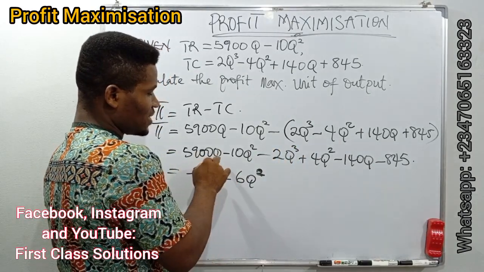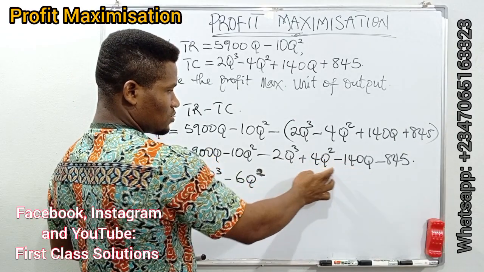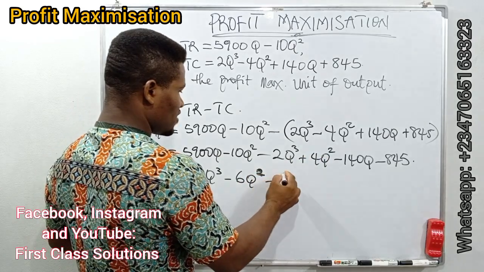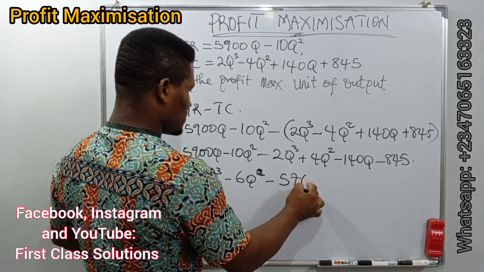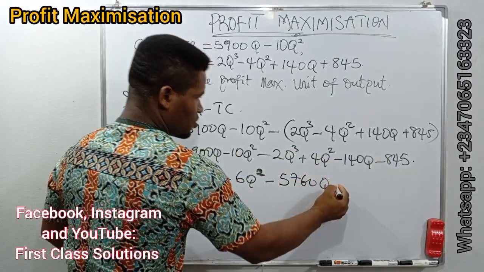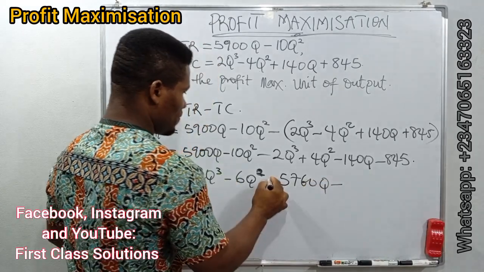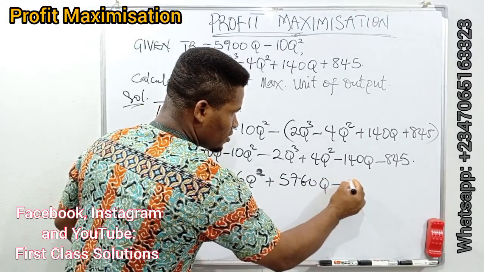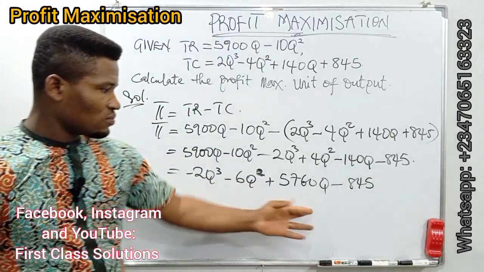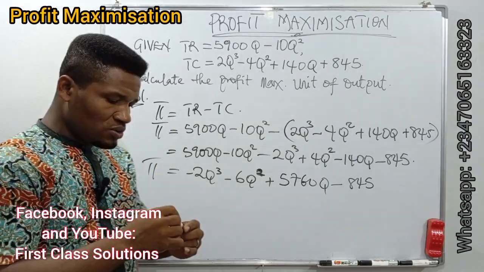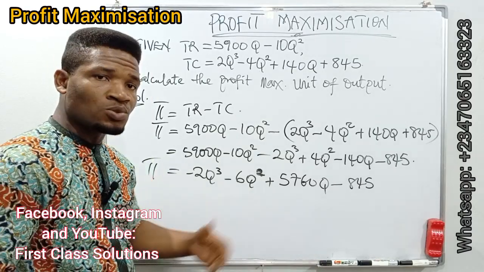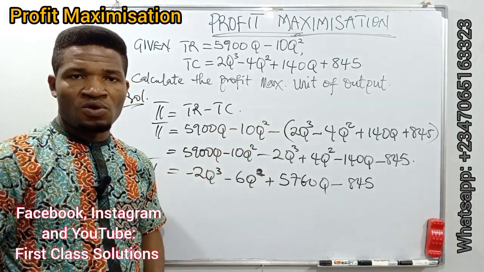So let's go to the Q that is not squared. We have 5900Q and minus 140Q. So 5900 minus 140 gives us 5760Q. Then this last one has no other term, so we just leave it there: minus 845. This is our profit function. But we are not actually looking for the profit function; from the profit function we'll get to understand the profit maximizing unit of output.